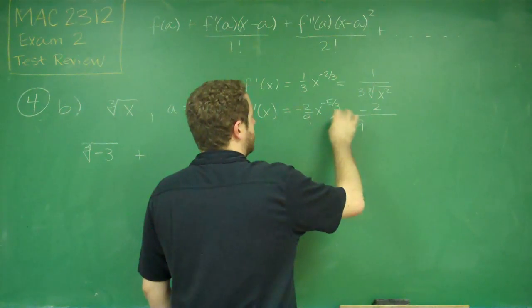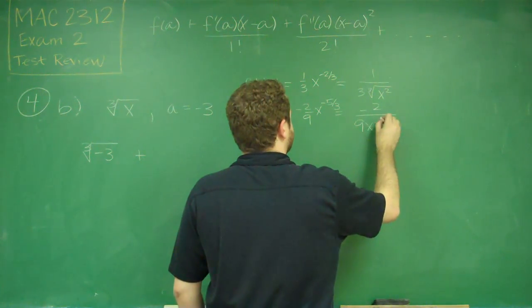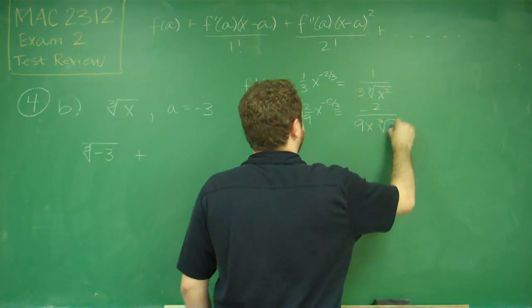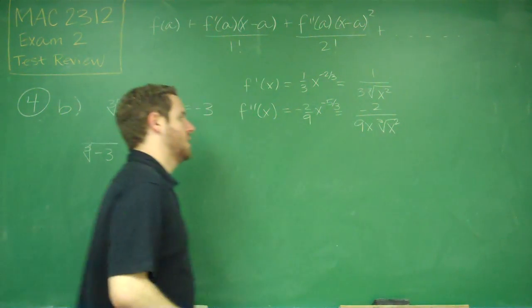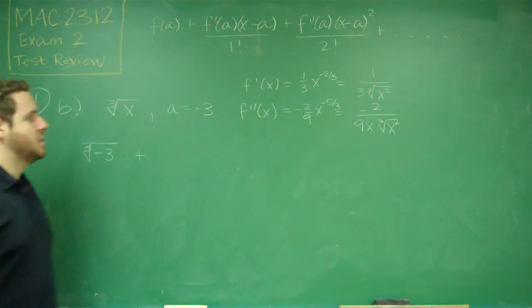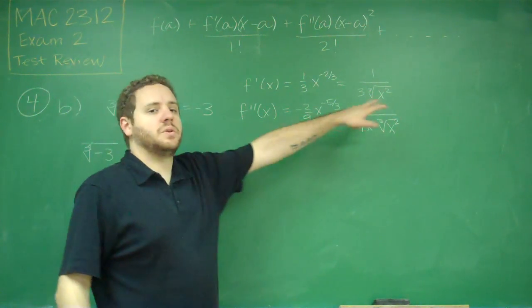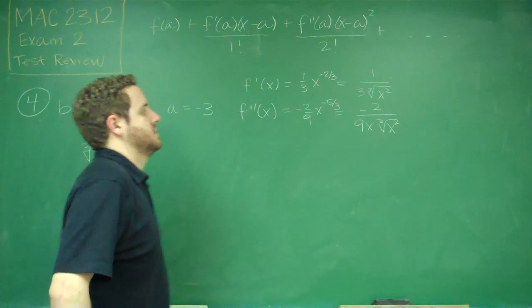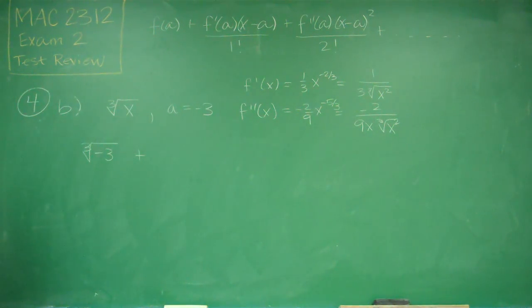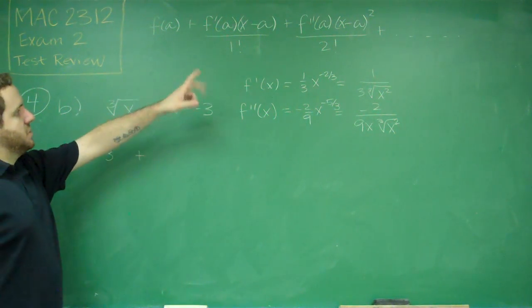So this would be 9x cube root of x squared. So basically, since it was going to be cube root of x to the 5th, I just factored out one of the x's that you can there. Alright, so let's use these to get the next two terms.